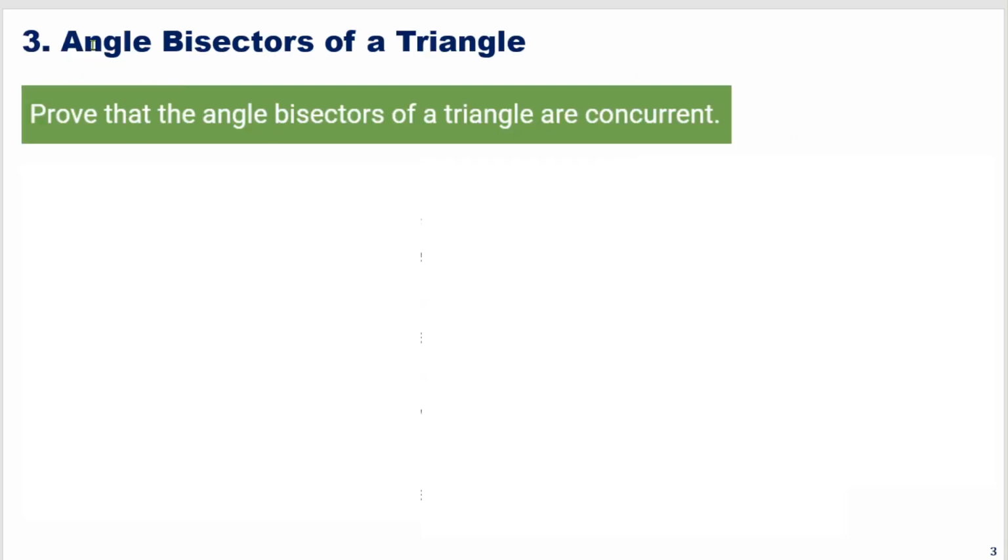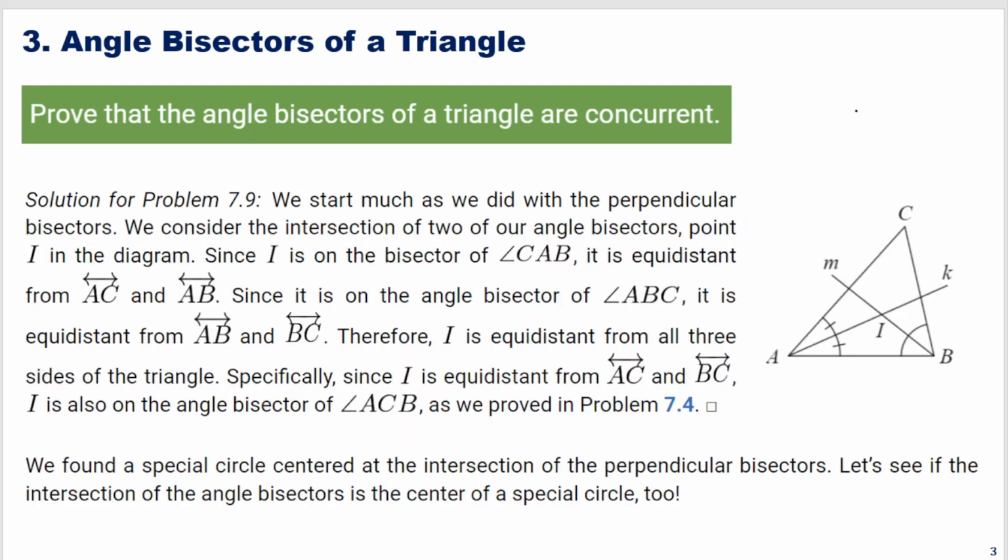Okay, so following our discussion in our previous part, we're going to have a look at the third key point, angle bisectors of a triangle. First of all, can you prove that the angle bisectors of a triangle are concurrent? We can actually prove this by using the following method.